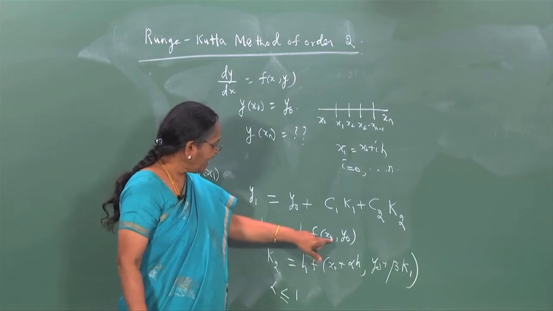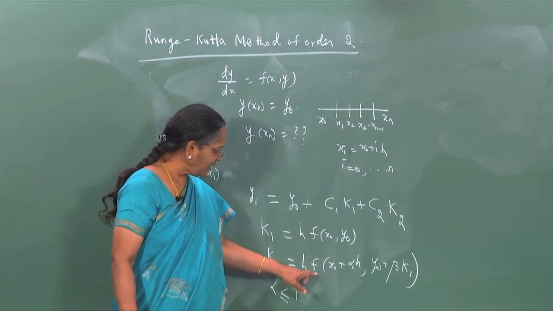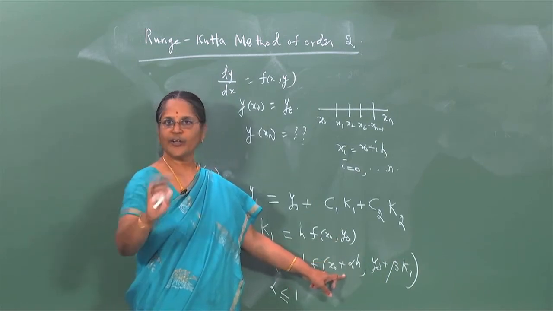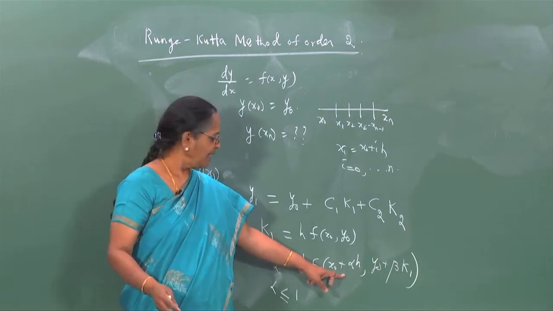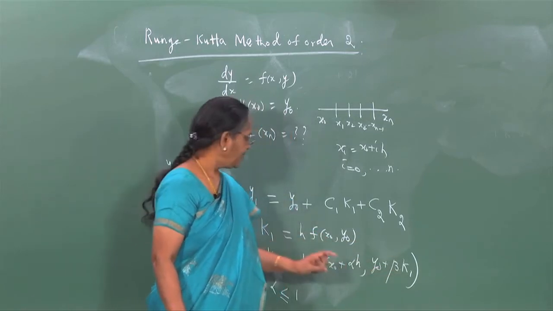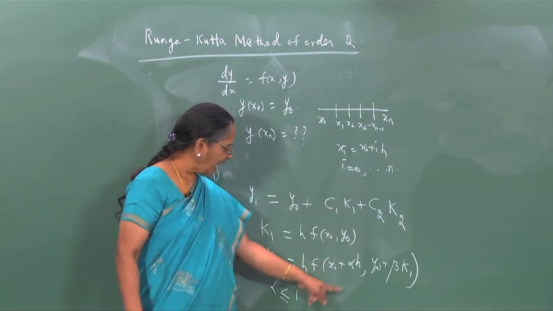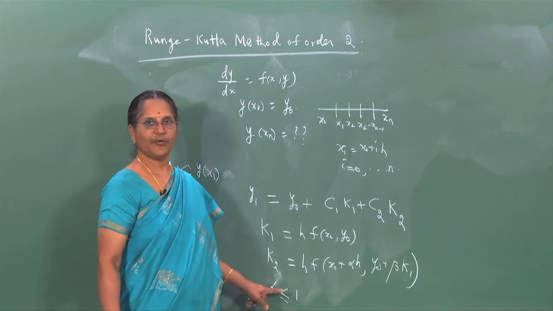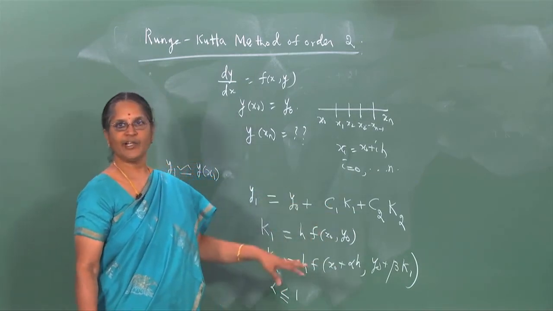Already I have taken the function value at x naught, y naught. So, I would like to evaluate this function at some point x naught plus alpha h. I do not know what this alpha is, I have to determine. Not only alpha, I also have to determine the constant beta. So, we now have 4 constants C1, C2, alpha, beta, with the restriction that alpha must be less than or equal to 1, such that these 4 constants have to be evaluated.